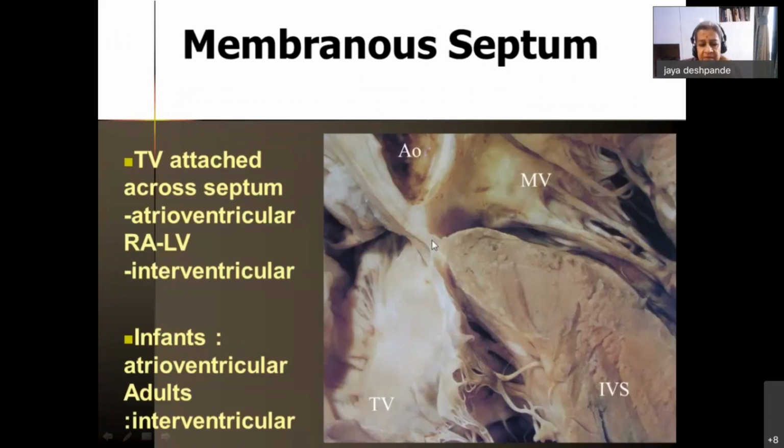So the tricuspid valve actually is attached to the fibrous septum, and therefore this is the fibrous septum, in very close proximity to the aortic valve, and you will see that there is an atrioventricular portion and an interventricular portion of the membranous septum. In infants, the atrioventricular component is quite significant. However, as the child grows, the interventricular component of the fibrous septum becomes more dominant.